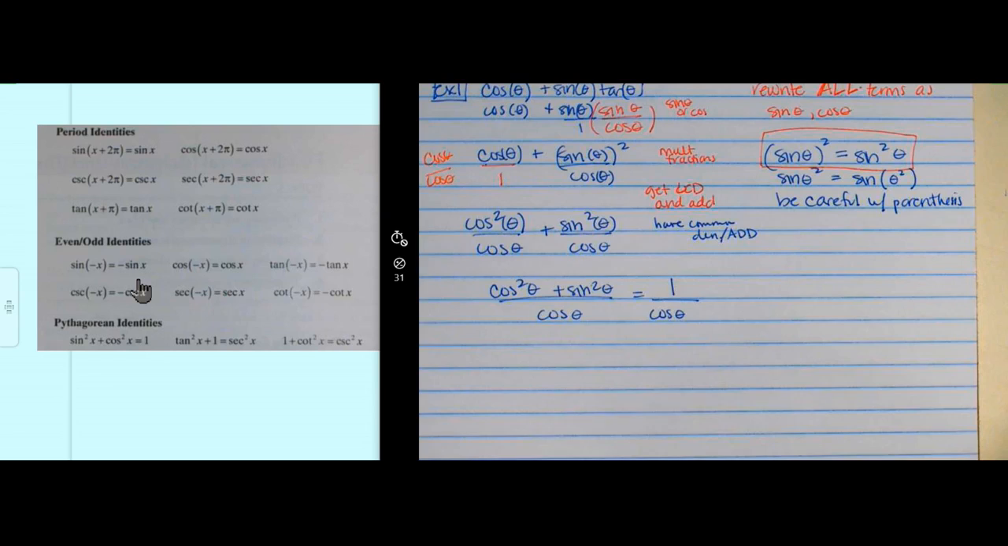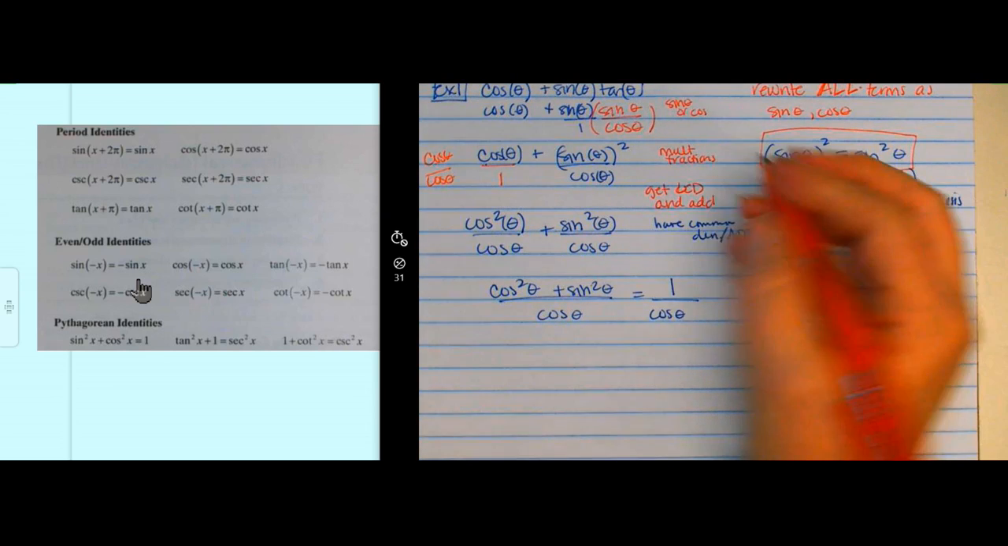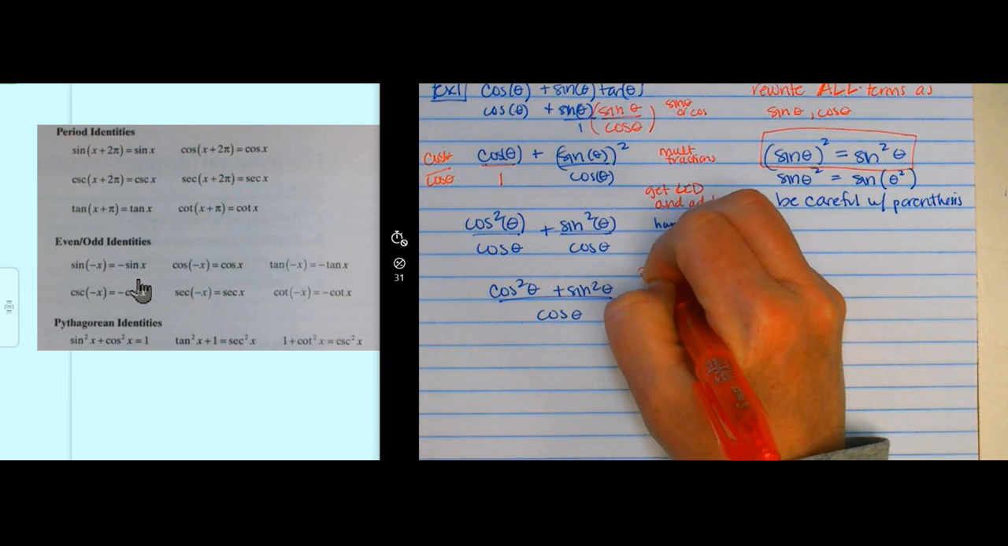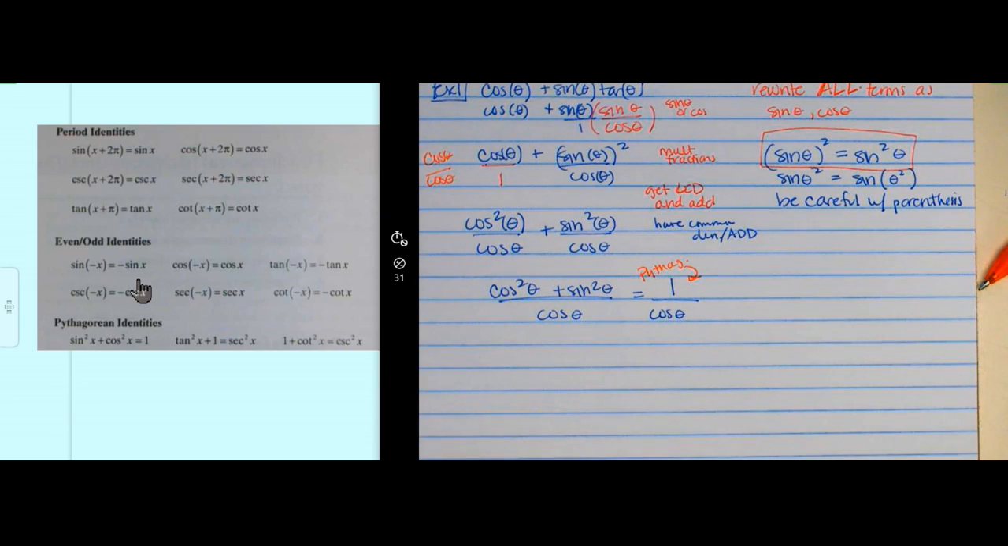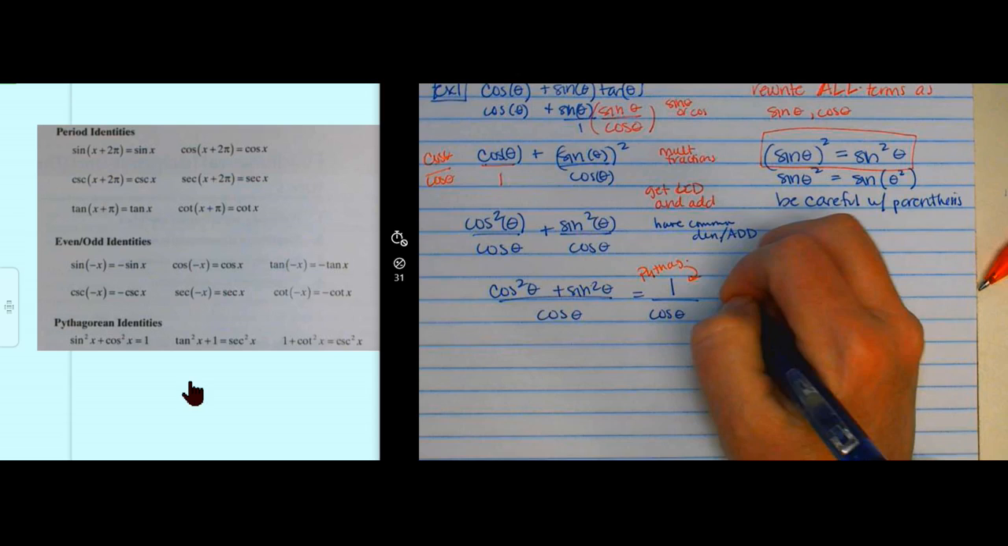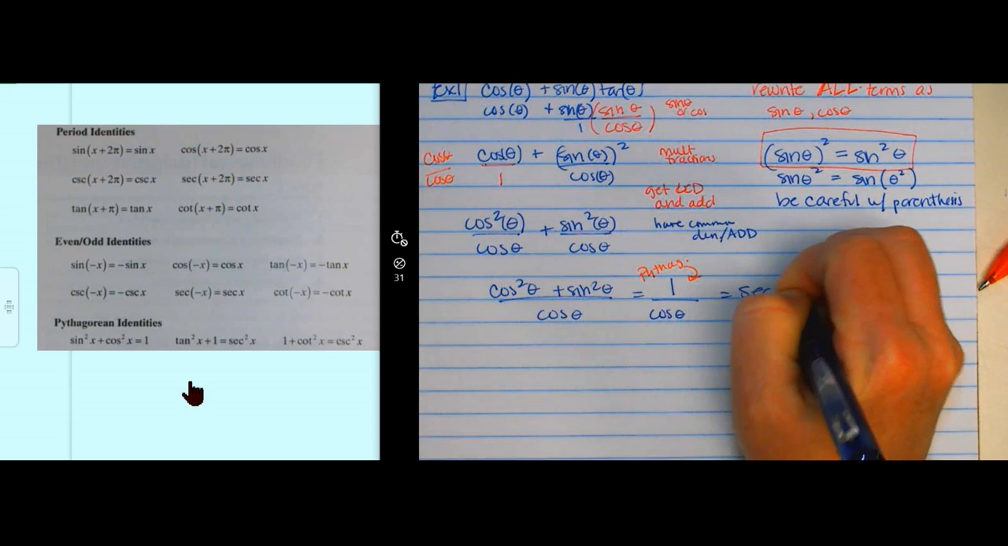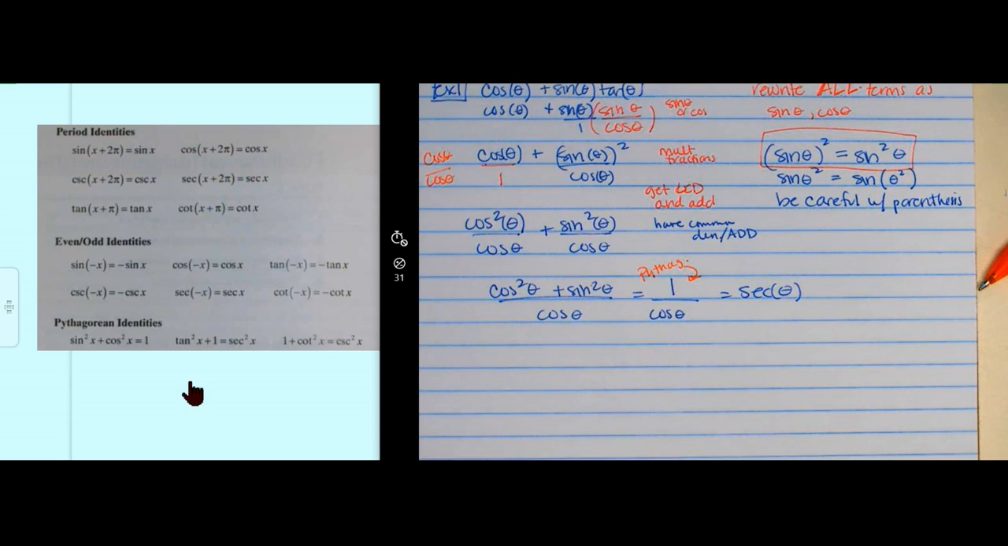Cosine squared theta. So this uses the Pythagorean identity right here, and now I have 1 over cosine. Is that the most simple? No. The most simple, the book wants you to say, what is 1 over cosine equal to? And it is equal to secant of theta. So what did we do?